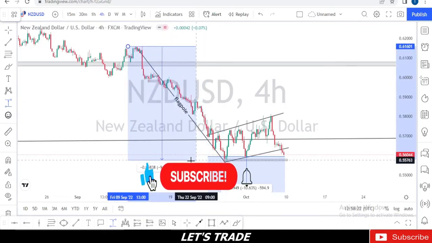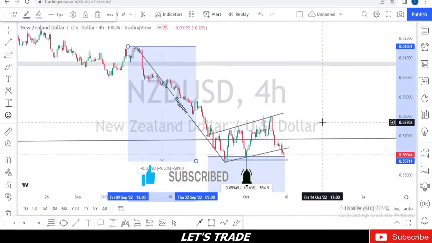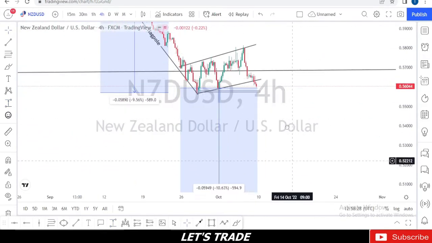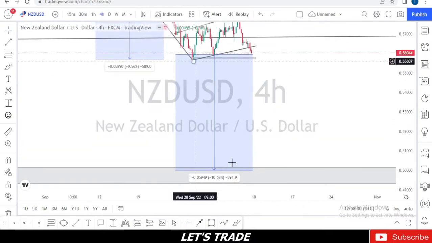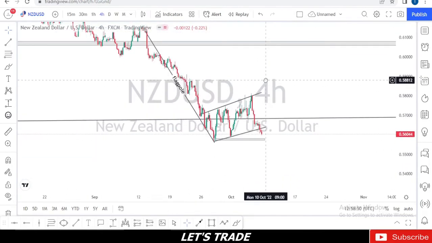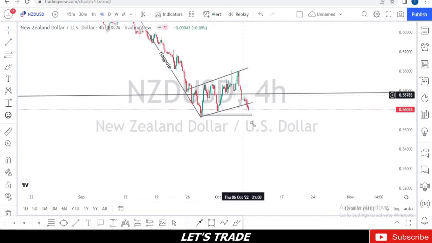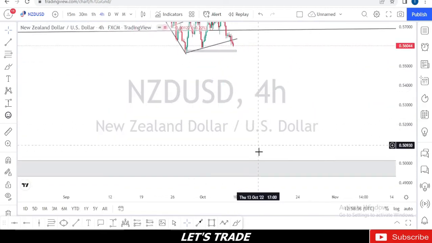All right, so here we are having 589 pips to the downside, and now look at what our monthly time frame is telling us. Something similar, 594 pips, as you can see here. So for NZD/USD, I'm expecting price to keep pushing lower for at least 500 pips to the downside here.